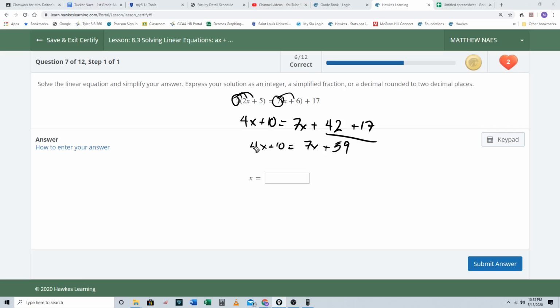So subtract the smaller one. Minus 4x, minus 4x. Get 10 is equal to 3x plus 59. Right. Now we get rid of the constant so we get the coefficient variable by itself, so minus 59, negative 49 equals 3x. Lastly, divide by 3, which does not reduce, so I'm just going to leave it as negative 49 over 3.